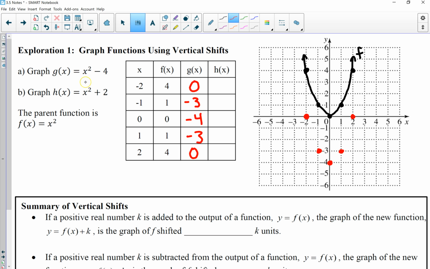So what this -4 is going to do is take my parent function and move it down those 4 units. And that should make sense. Our x squared is yielding our y value. When we subtract 4, that pushes that y value 4 units less. So that would make our graph go 4 units down on our graphing plane. So let me go ahead and draw the parabola.